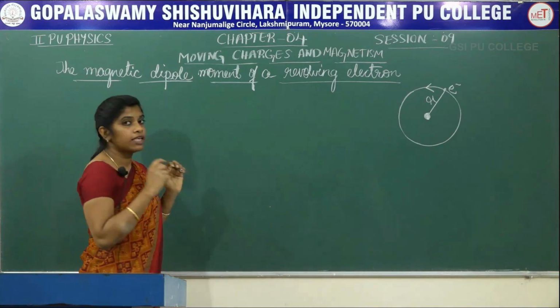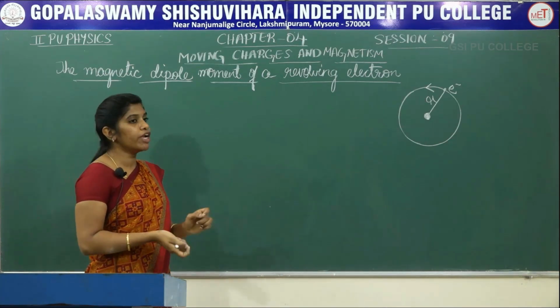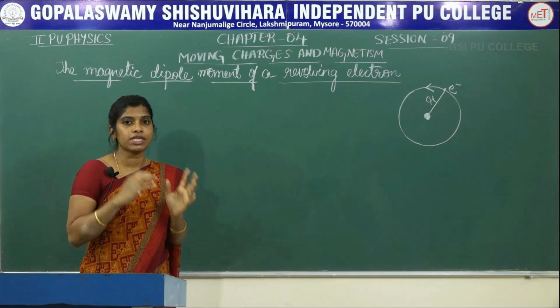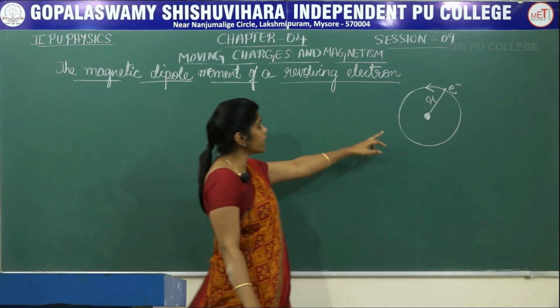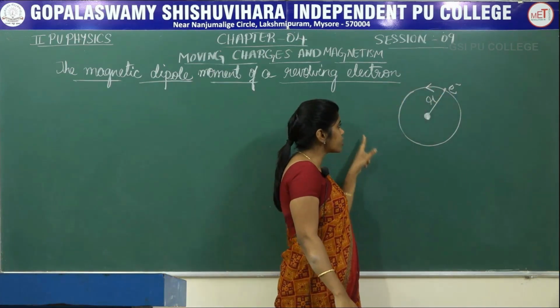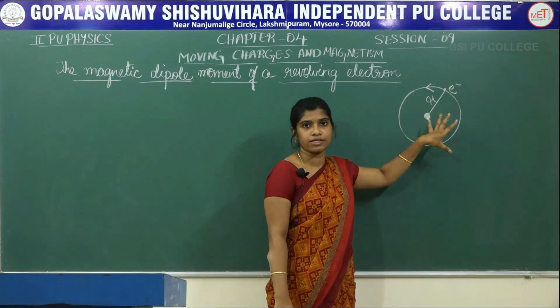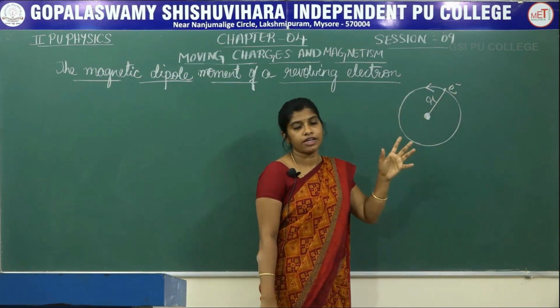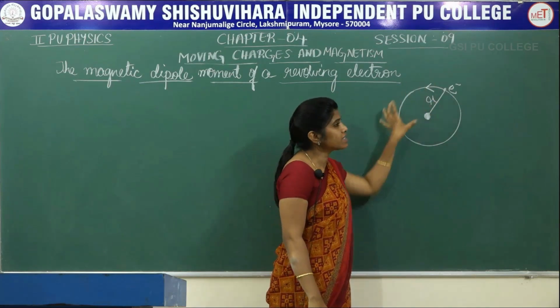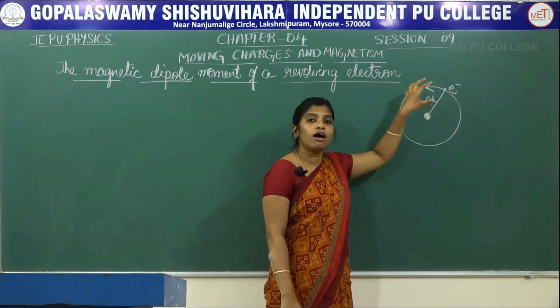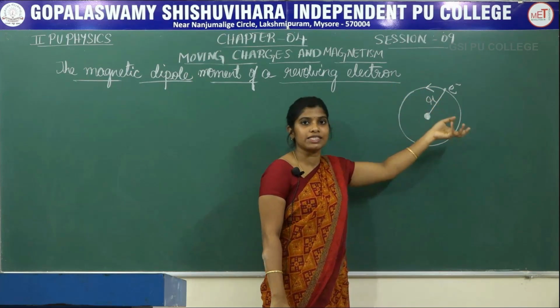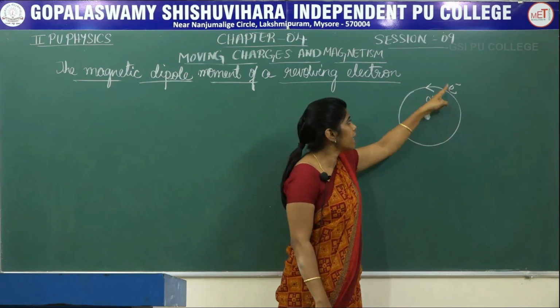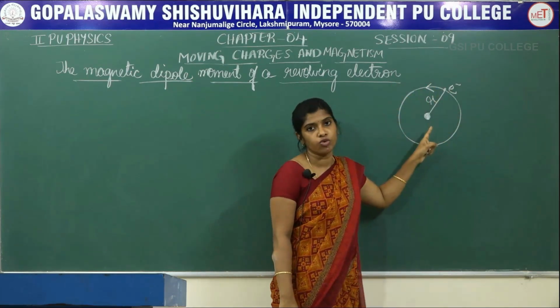Then, as you know, the movement of electron constitutes current. So what's happening here is the electron is revolving around this nucleus. So the motion of the electron constitutes current. Can I consider this case as the case of a current loop? Yes, definitely yes, because the electron is in motion around the nucleus.